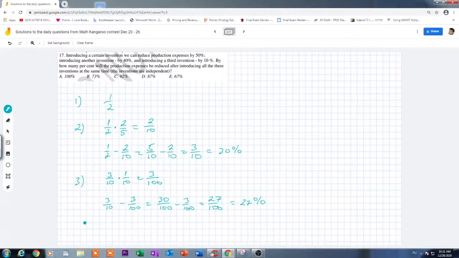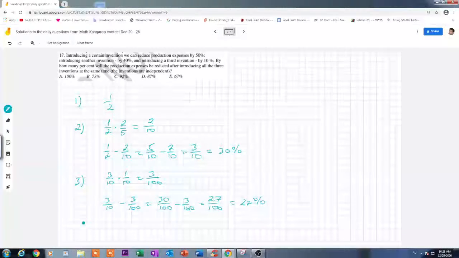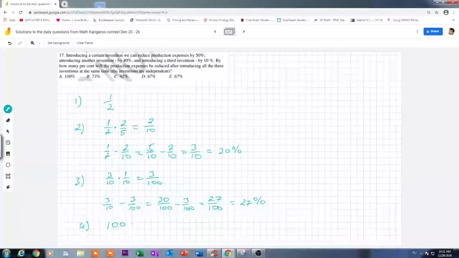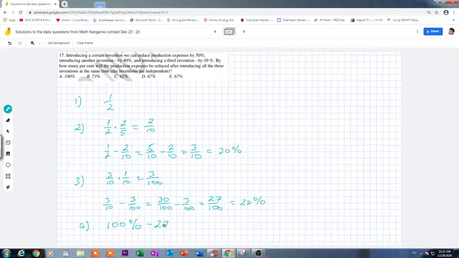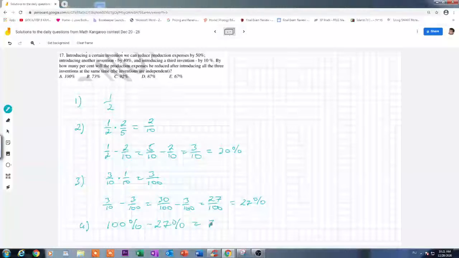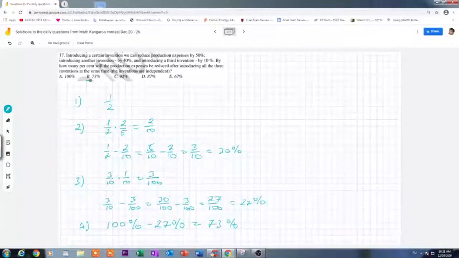So by how many percent was it cut? 100% minus 27% equals 73%. So the expenses have been cut by 73%.